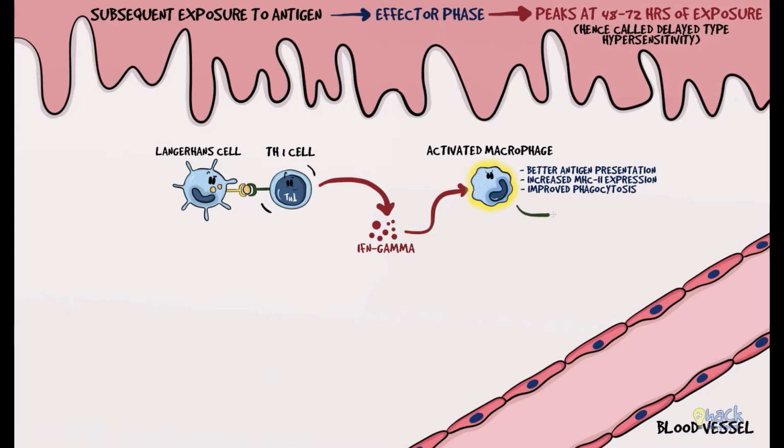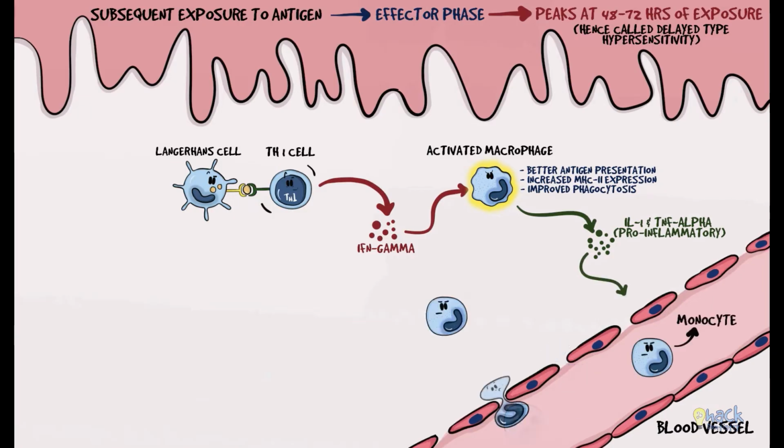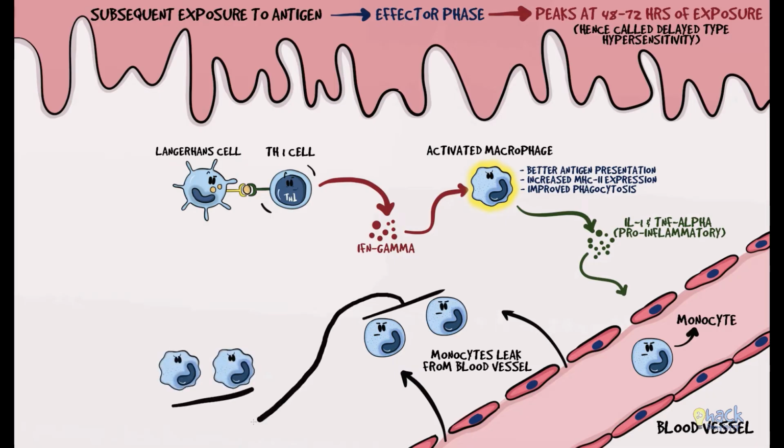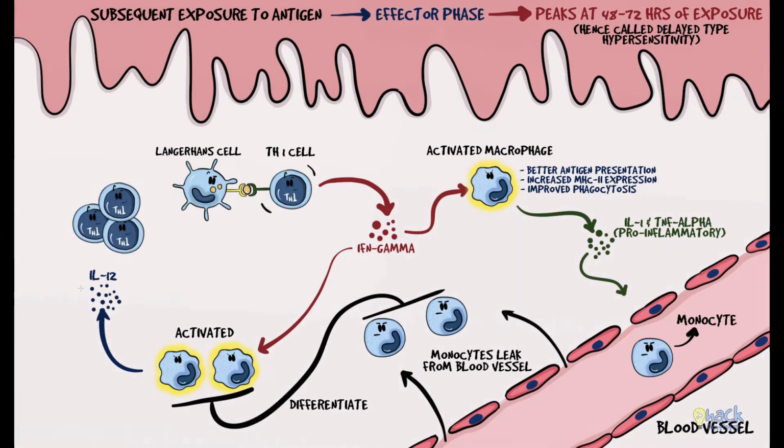Activated macrophages produce pro-inflammatory cytokines like interleukin 1 and tumor necrosis factor alpha, which cause leukocytes to leak out of the nearby blood vessels. Leaking monocytes differentiate to macrophages, which are again activated by interferon gamma. Activated macrophages also produce interleukin 12, which could cause activation of more Th1 cells.